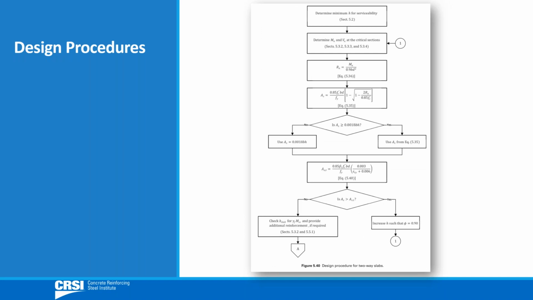Design procedures are given at the end of the chapter in the form of flowcharts, which can give step-by-step methods on how to design and detail the structural members. These flowcharts ensure all design and detailing requirements are properly addressed.